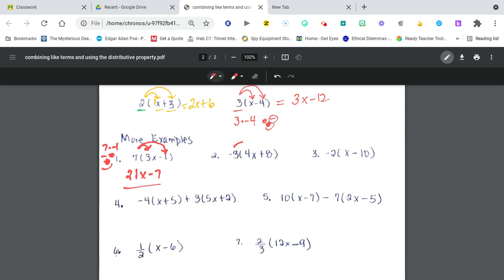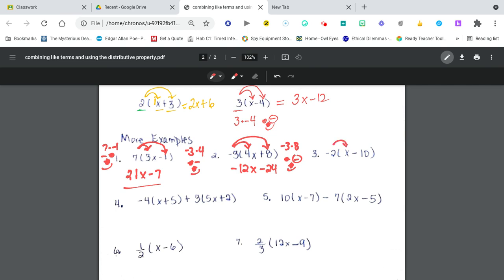Here you have negative 3 times 4x. Okay, that will give me a negative times a positive. That will give me a negative 12x. And then you have negative 3 times positive 8. That would give me a negative 24. And that's all you do. Outside term times inside term, you're done.